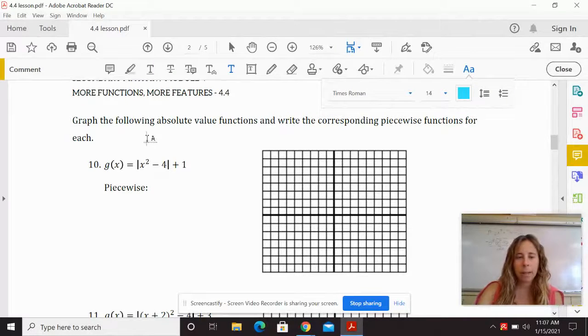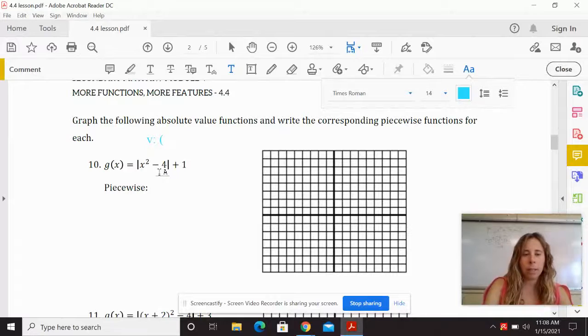Okay, the vertex is, there's nothing inside with the x, so we do not move left or right at all. But we go down 4. So our vertex is 0, negative 4. So that's your vertex.